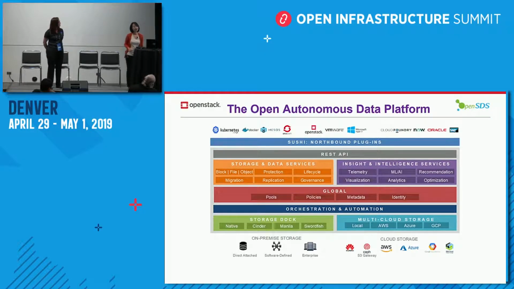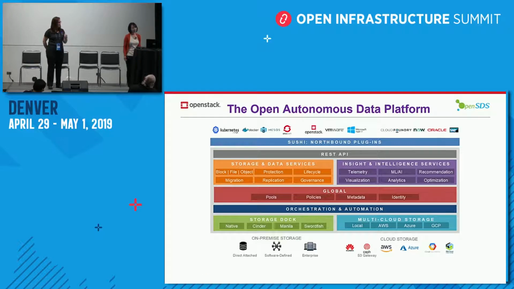OpenSDS is an open, autonomous data platform. Just like self-driving cars, we want to build a data platform that is self-managing, self-healing. That's the long-term goal. In this diagram, you can see we have a northbound plugin project called Sushi on top that has plugins for container orchestration systems such as Kubernetes, Mesos, Docker, and Cloud Foundry, and also other northbound ecosystems such as OpenStack and VMware.